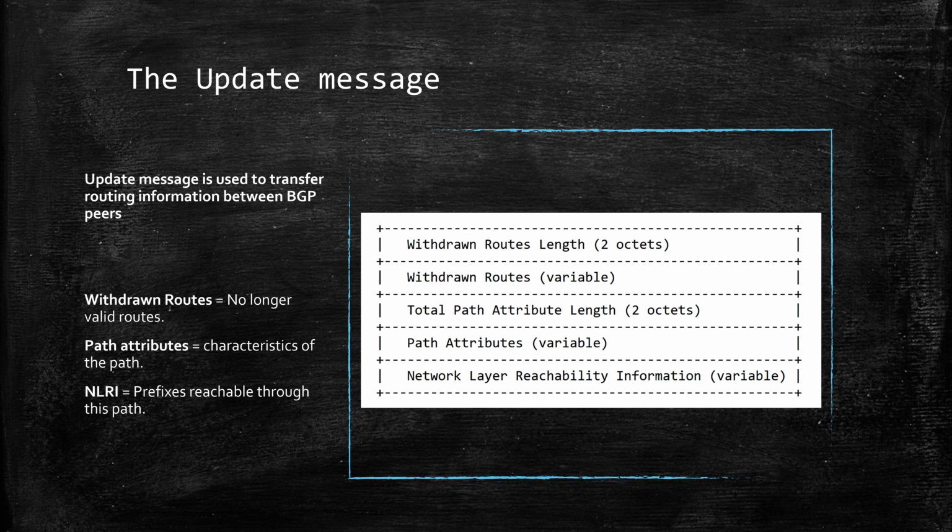A single update can advertise only a single path, but a single path can lead to many prefixes. In BGP they are called network layer reachability information. We will come back to this later. What you have to remember for now is that the BGP update message is used to advertise and withdraw prefixes.